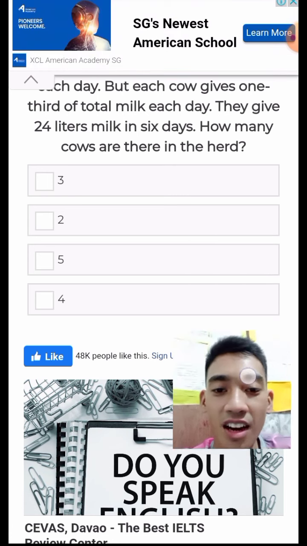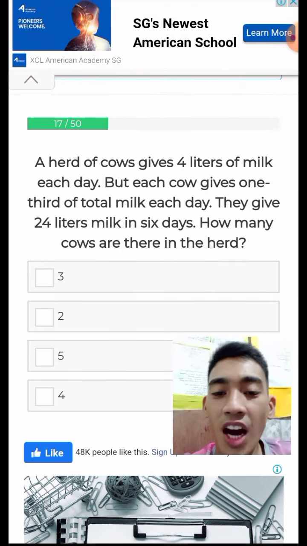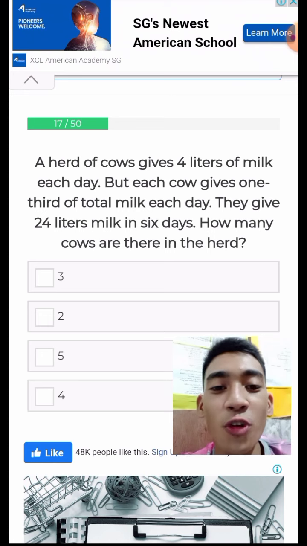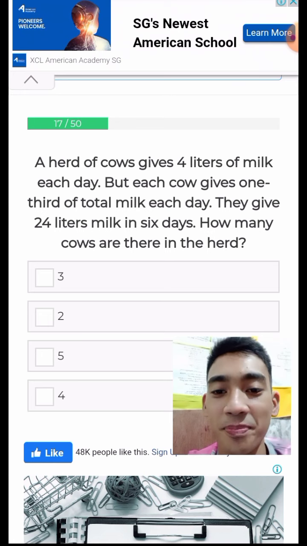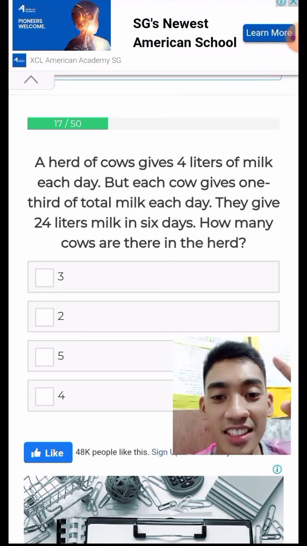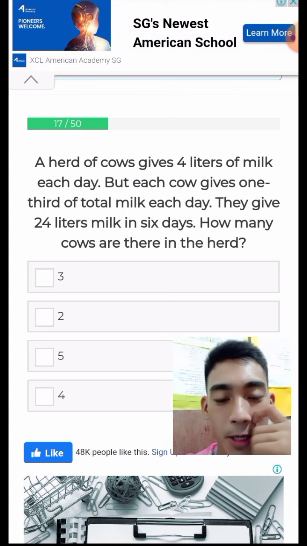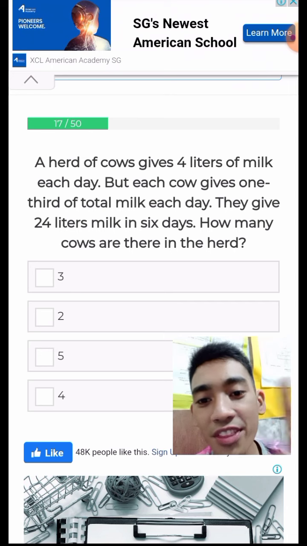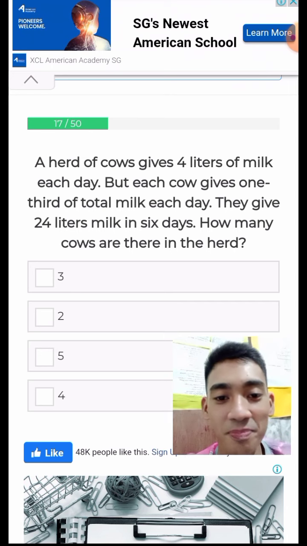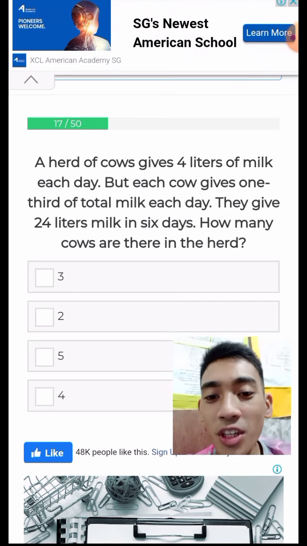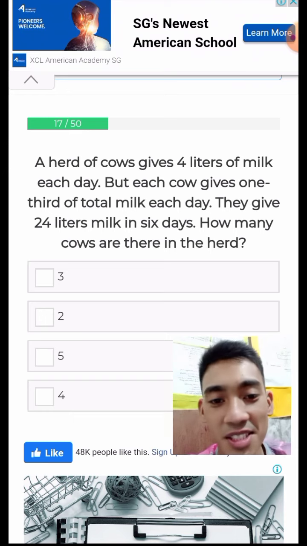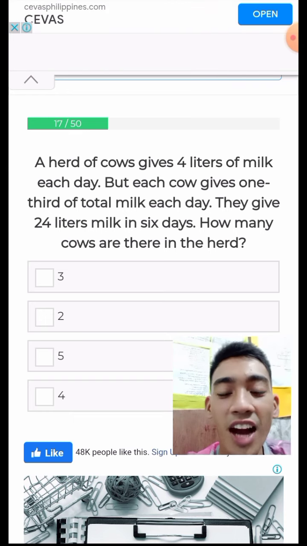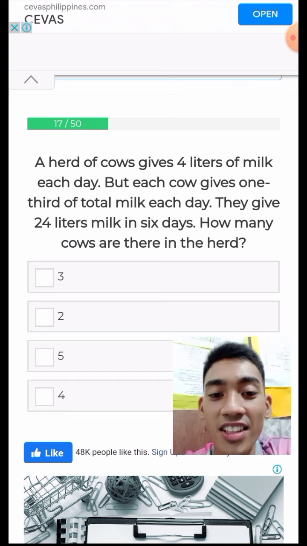Now this is the cow problem. A herd of cows gives 4 liters of milk each day. So again, it's a herd, a group of cows, that gives 4 liters each day. In one day, 4 liters of milk. But each cow gives 1/3 of milk each day. They give 24 liters of milk in 6 days. How many cows are there in the herd?